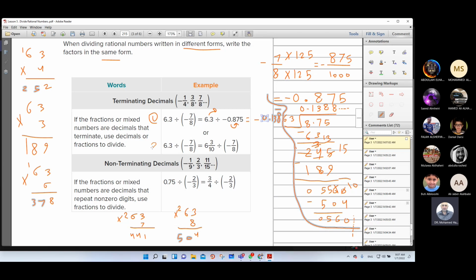In the second method here, you can change the decimal to the mixed number, then to the fraction. What is the meaning of 6.3? 6 means the whole number, and 3 means the part of tens, means 3 over 10. 6 and 3 over 10. To do this operation, change the mixed number to the fraction.